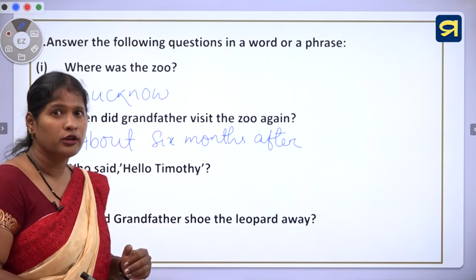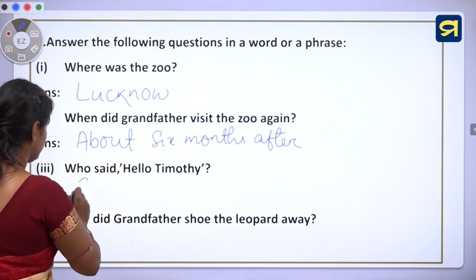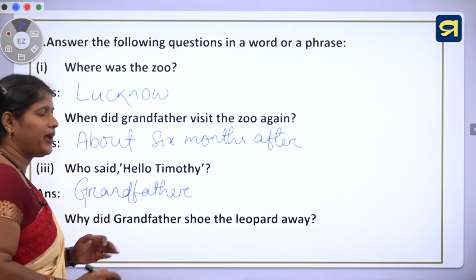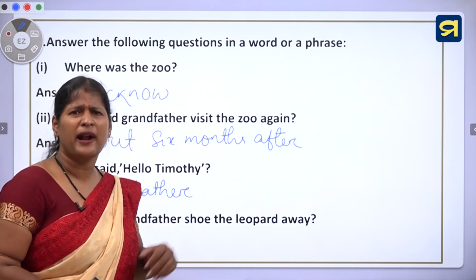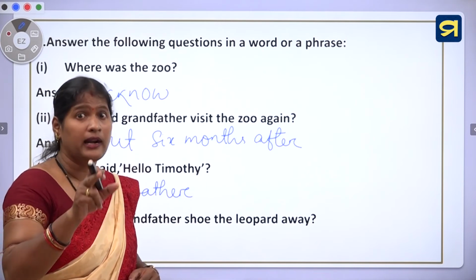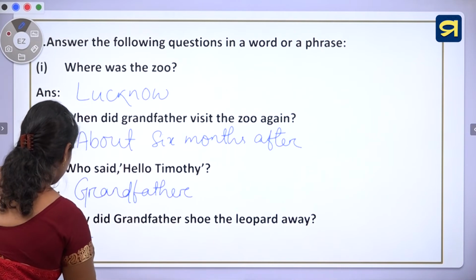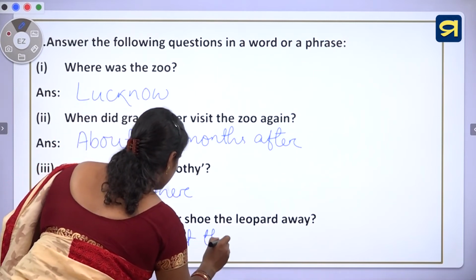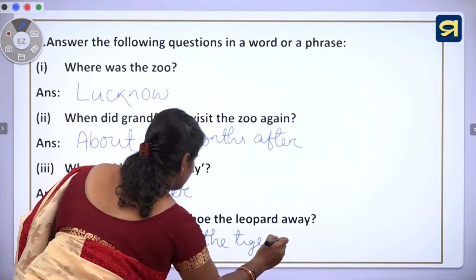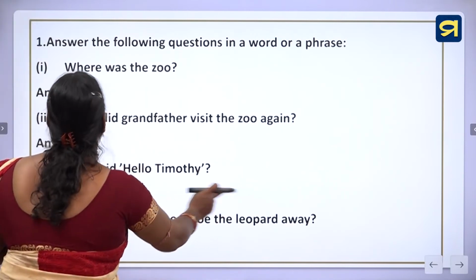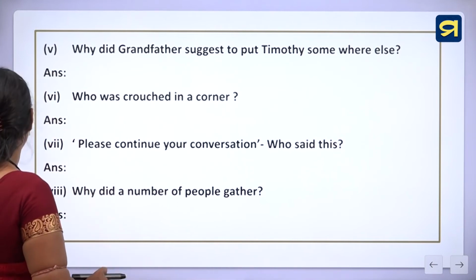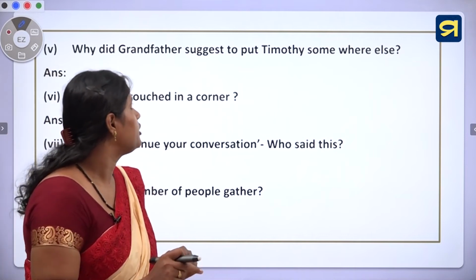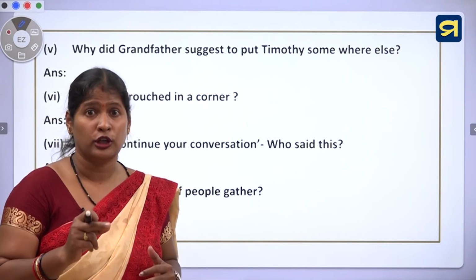Next, number 3. Who said, "Hello, Timothy"? Very good, grandfather. Okay, number 4. Why did grandfather shoo the leopard away? Very good, because it snarled at the tiger. Next question. Why did grandfather suggest to put Timothy somewhere else? Tell me. What was the reason? Very good. Because the leopard frightens him.